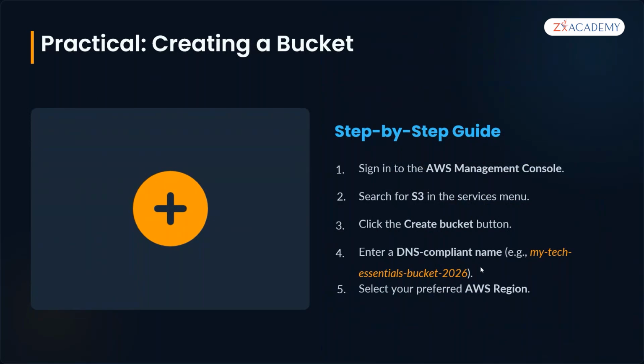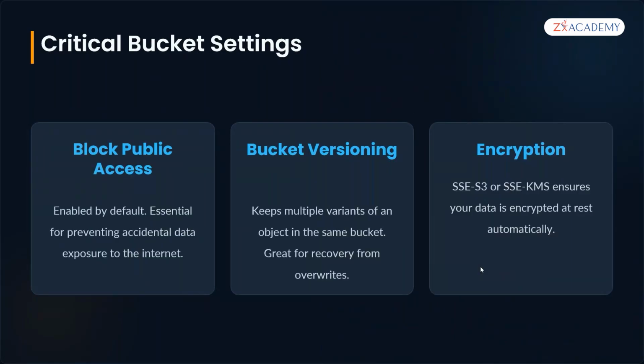So that is what AWS does. A critical bucket setting: by default, Block Public Access is enabled. This makes your bucket private, which is essential for preventing accidental data exposure to the internet. That is why, by default, your objects are private.